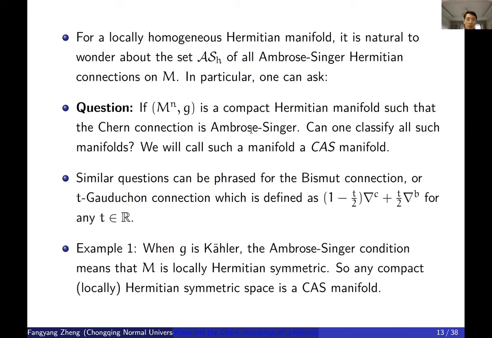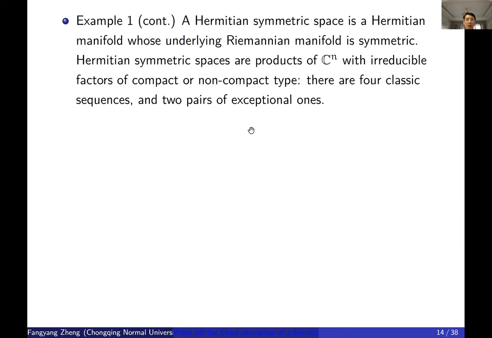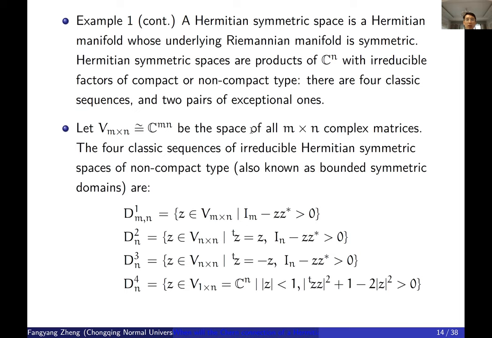Here, let's first consider two standard examples. One is the Hermitian symmetric space, which is a Kähler manifold having parallel curvature. So that's the symmetric case. They are fully classified. For the non-compact version, it's just the bounded symmetric domains. There are four classical sequences, called classical domains, types 1, 2, 3, 4. Then there are two exceptional ones. Everyone is familiar with them.